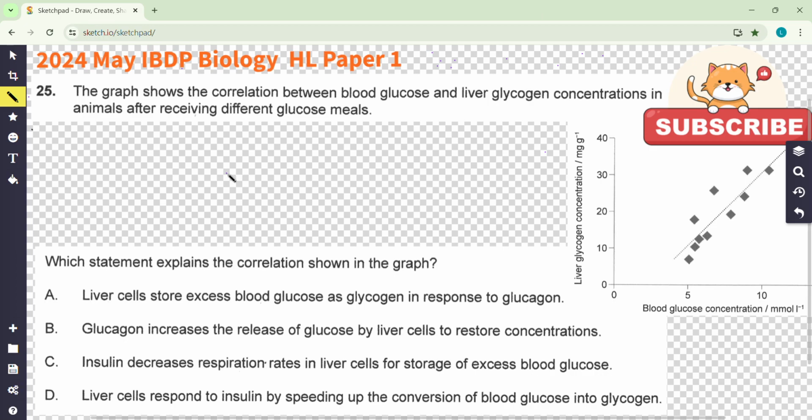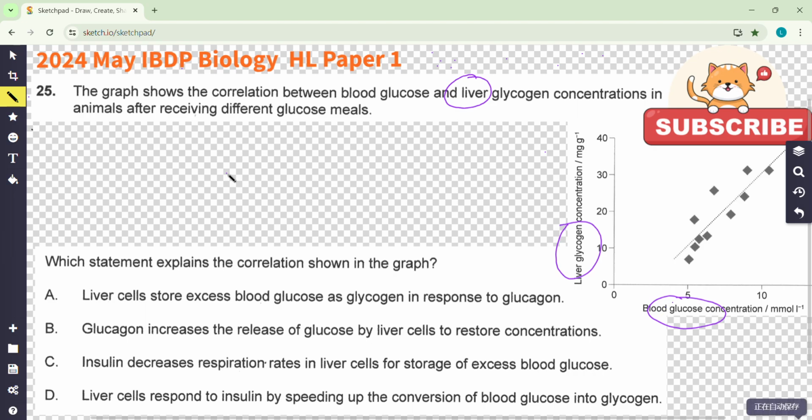Question 25 is a good question showing another technique of in exam multiple choice. You need to understand first, look at the diagram. The diagram is about glucose and about glycogen. And then look at the question about liver response.